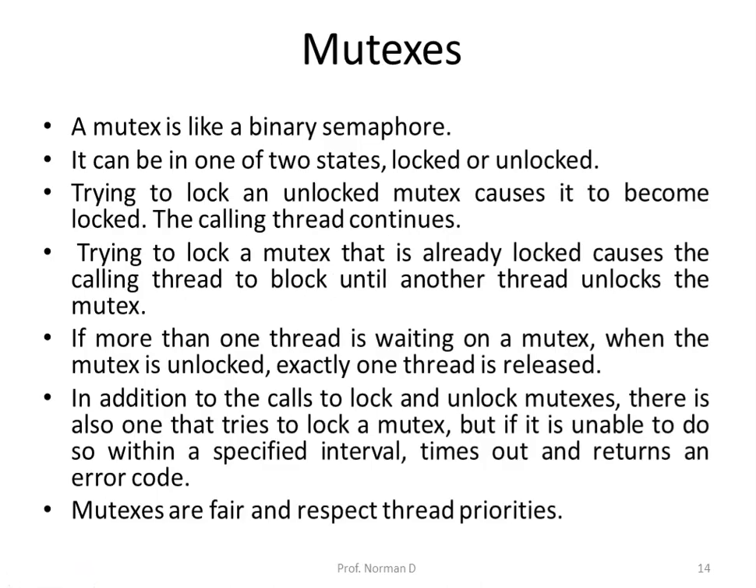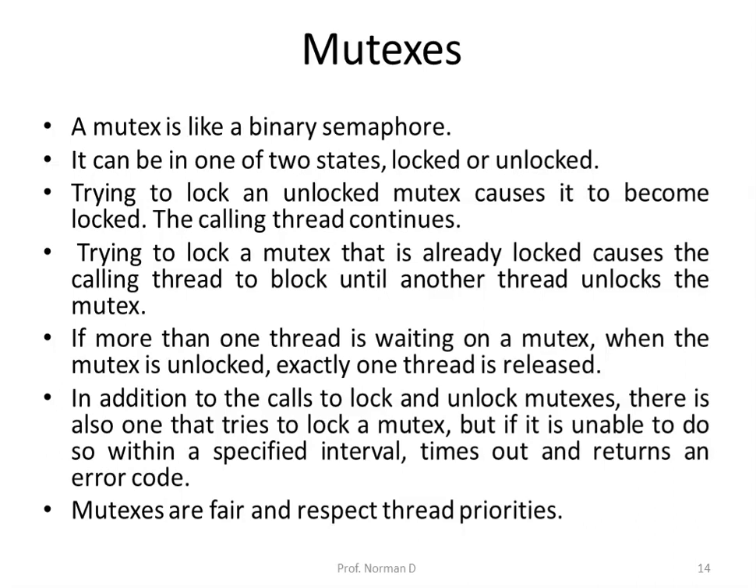A mutex is like a binary semaphore. It can be in one of two states: either locked or unlocked. Trying to lock an unlocked mutex causes it to become locked. The calling thread then continues. Trying to lock a mutex that is already locked causes the calling thread to block until another thread unlocks the mutex. If more than one thread is waiting on a mutex, when the mutex is unlocked, exactly one thread will be released.